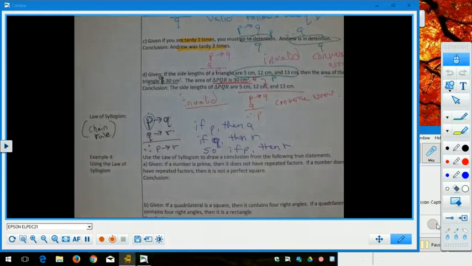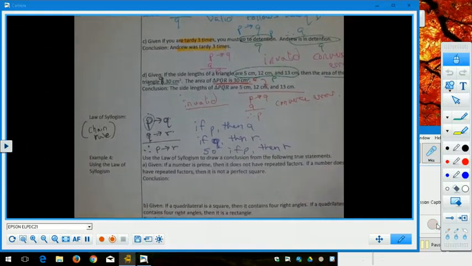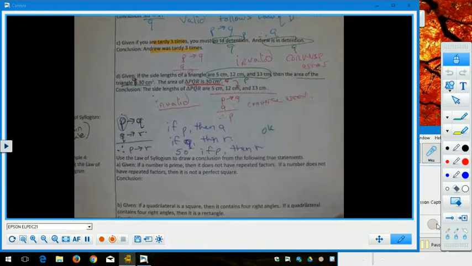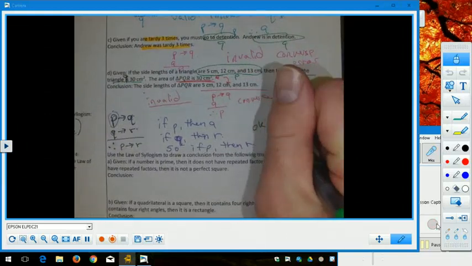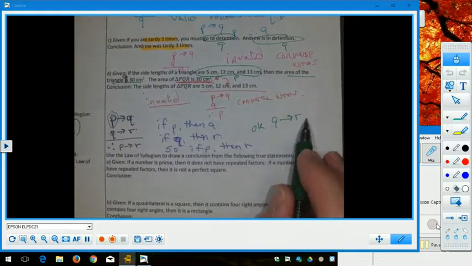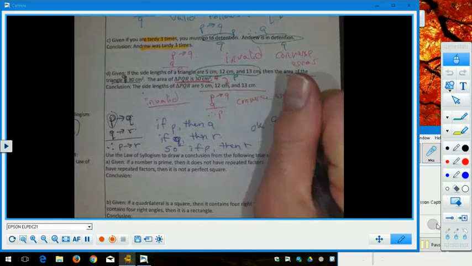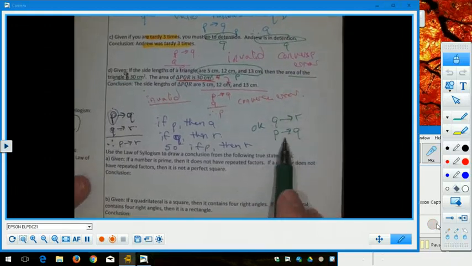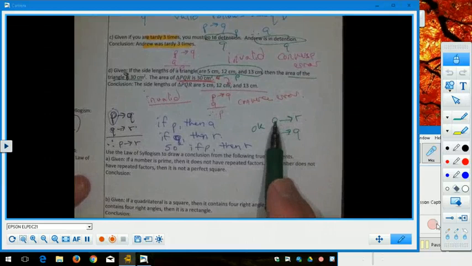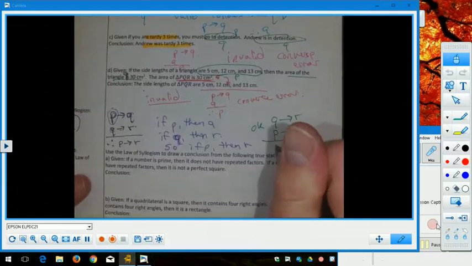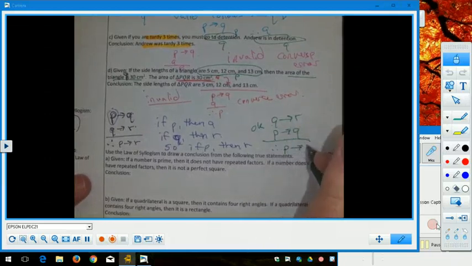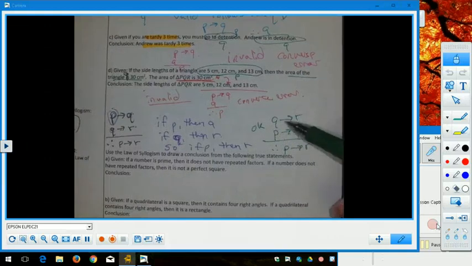Now, if it does not happen in this order, it might be okay. So here's an example of it being okay. If they tell me you can get from Q to R and you can get from P to Q, well, then I just have to start at P to get to Q and then from Q go to R. So I can still conclude that I can get from P to R. I just have to change the order that those happen.